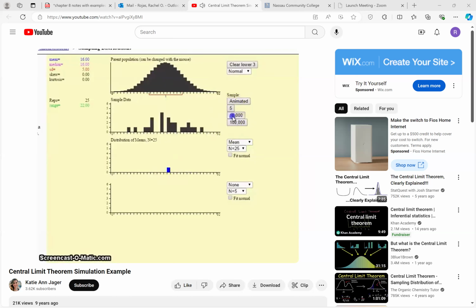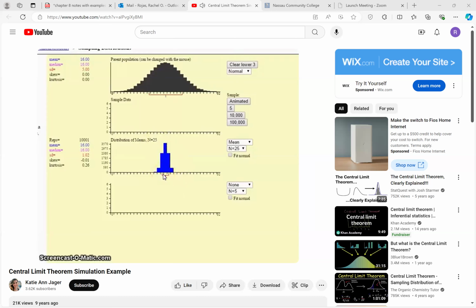Now do that again 10,000 times, and we can see that the distribution is still centered at the true mean, same as the population, but the spread has become much less spread out. It's basically a factor of the square root of 25. However big my sample is, the spread is going to get smaller by the square root of that. So this is one way that we can apply the central limit theorem.